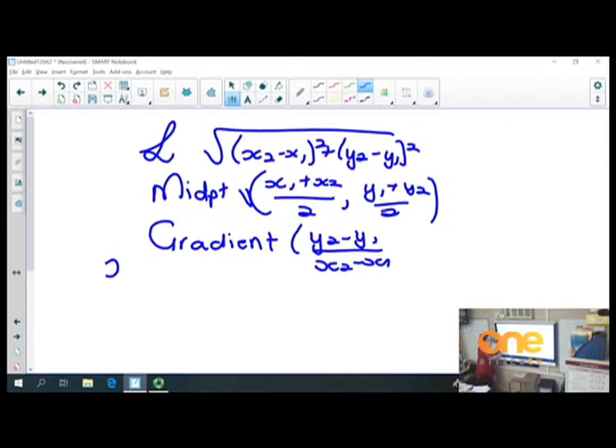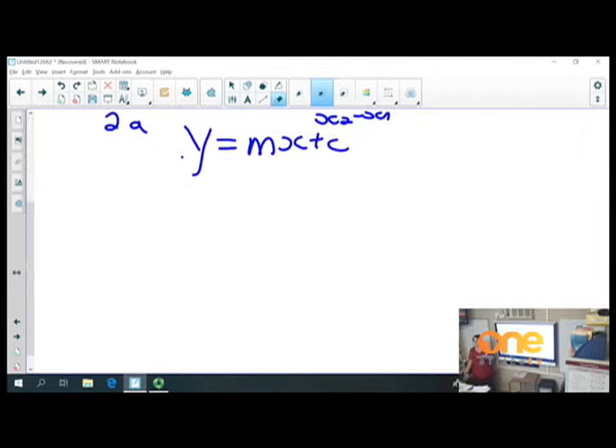Okay, right, number 2a. Find the equation of the straight line. So what do we want to do? We want y is equal to mx plus c. This is the equation that you want. That's what you're heading for. They tell you that the gradient is 3, and they gave you coordinates. So this one is very easy.